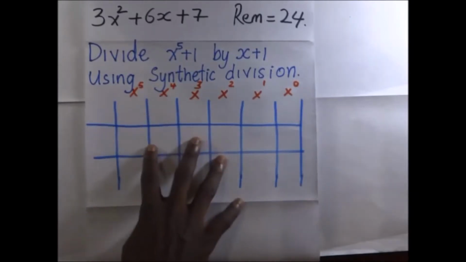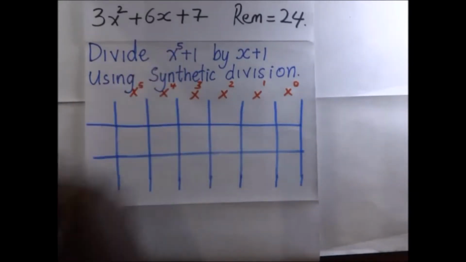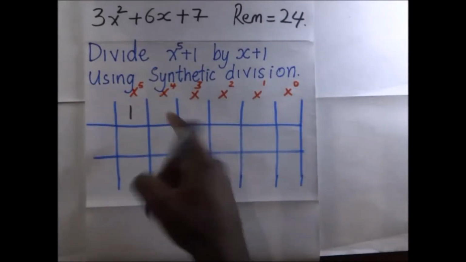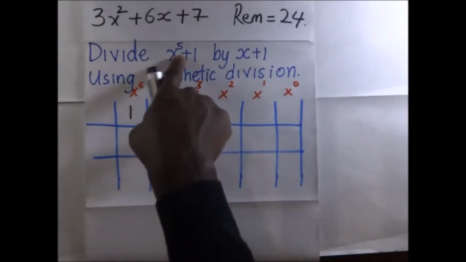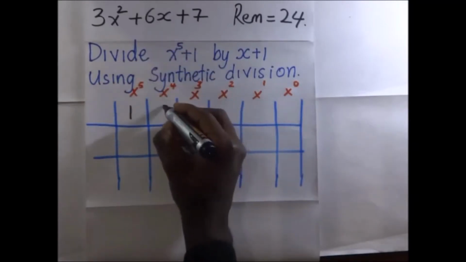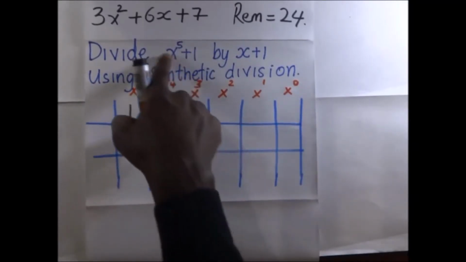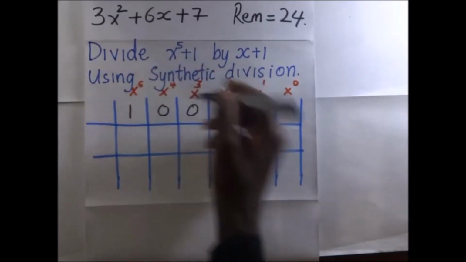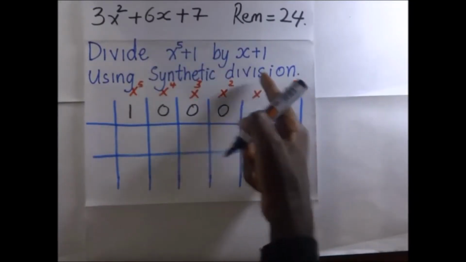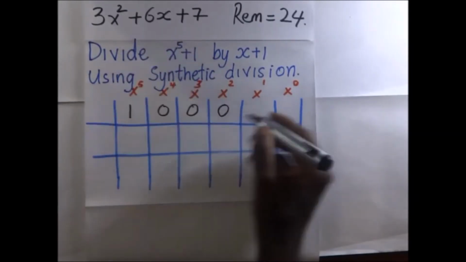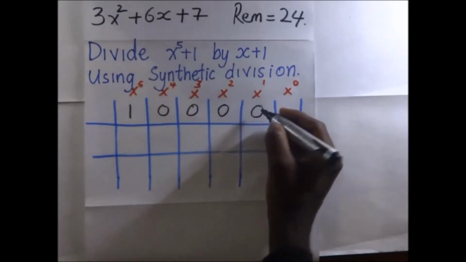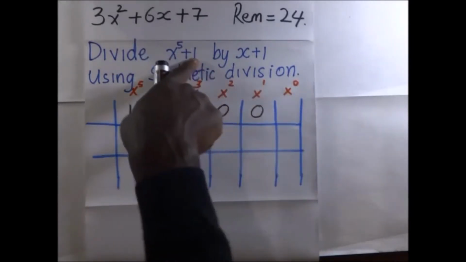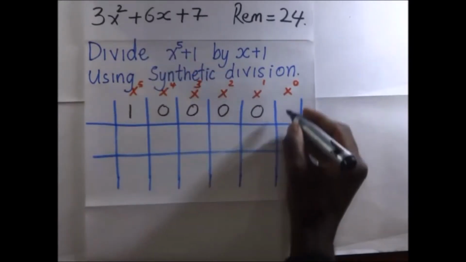Coefficient of x to the power 5 is 1, so we'll put there 1. X to the power 4, we do not have x to the power 4 in this, so it is 0. X to the power 3, we do not have x to the power 3 here. X to the power 2, we have nothing like x to the power 2. X to the power 1, we have nothing like x to the power 1. Then x to the power 0, any number to the power 0 is 1. So that is like the whole number, that is going to be 1.